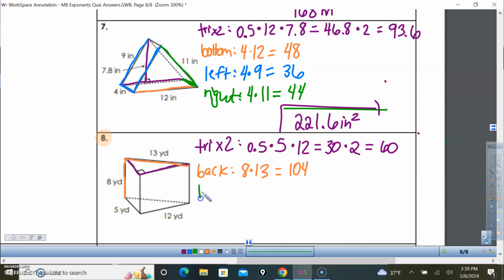And then I'm kind of seeing again, I'm going to call this the left side. If you called it something different, it's okay. I'm kind of looking at this little chunk right here. So somewhere in your paper, you should have a rectangle that's 8 yards tall, 5 yards wide to give you 40.